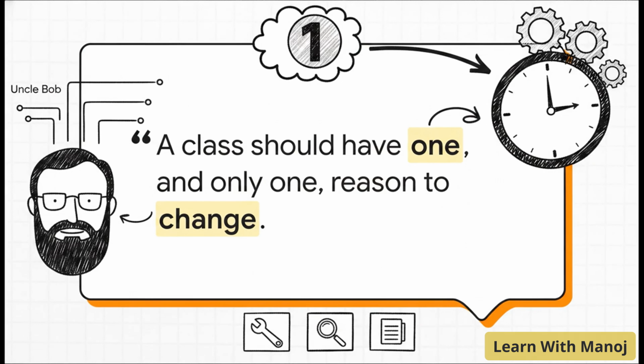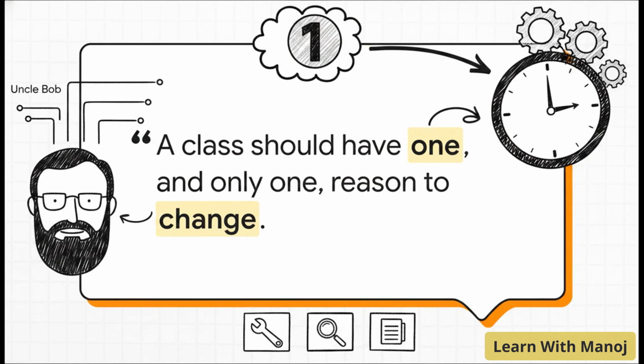Okay, let's dive into this. To get to the reality of the situation, we have to look at how Robert C. Martin, who you probably know as Uncle Bob, actually defined the principle in his foundational texts. The true original definition is simply this: a class should have one, and only one, reason to change.